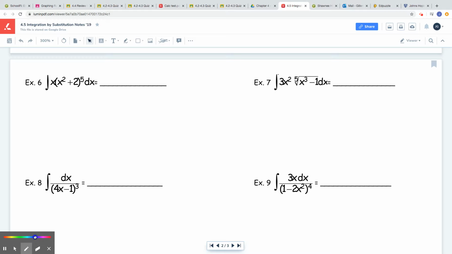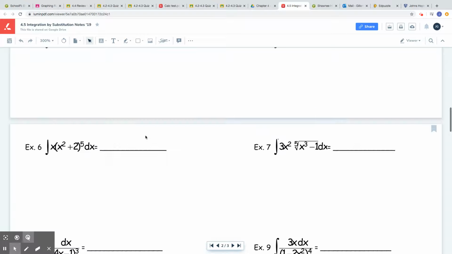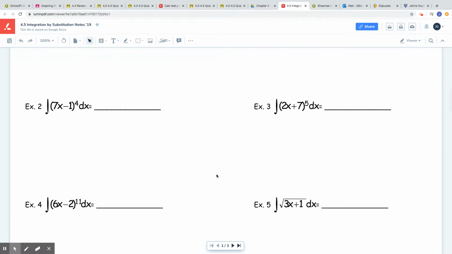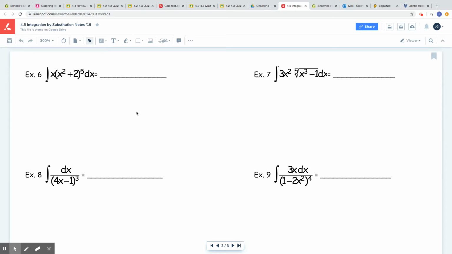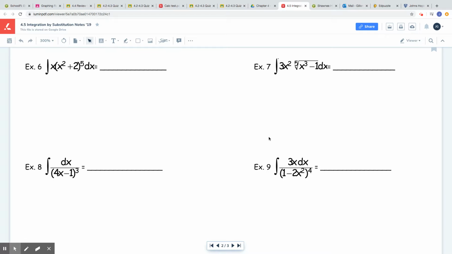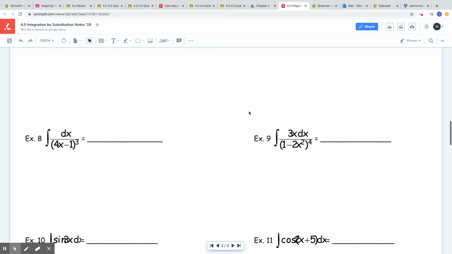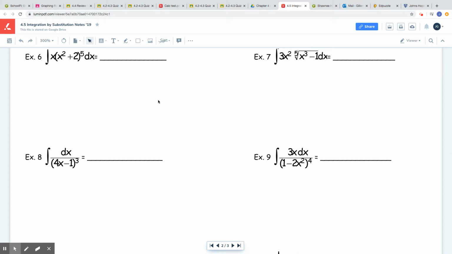Good morning, everybody. We're going to continue with our integration by substitution notes. We did examples 2, 3, 4, 5, and 7 yesterday, the last time we met. Now we're going to finish up a few more similar to what we talked about on the previous lesson, and then we're going to get into a little bit of trig. And then we'll be all done.